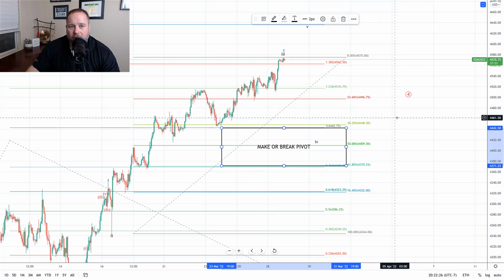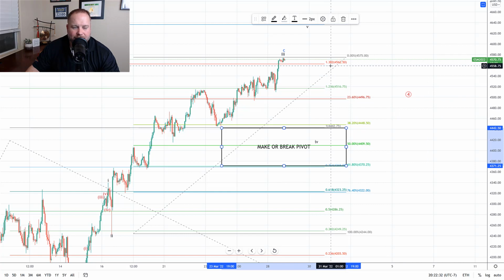All right, guys, so with the push higher today over the 1382, it does cause our pivot to move up. So let's jump into the chart and take a look. Okay, guys, so here we are on the 1-hour futures chart for the S&P 500. And as you can see, they did push it up here over the 1382, which was 45.62. They've pushed it up to 45.75.